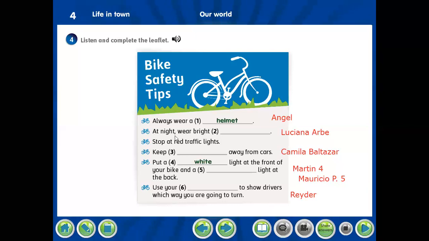Okay, let's see. The number two. The number two is clothes. At night, wear bright clothes. Okay? Bright clothes. Three, 1 meter. One meter away from cars. In your bicycle, red light at the back. The color red. And finally, your arms. Use your arms. Okay?